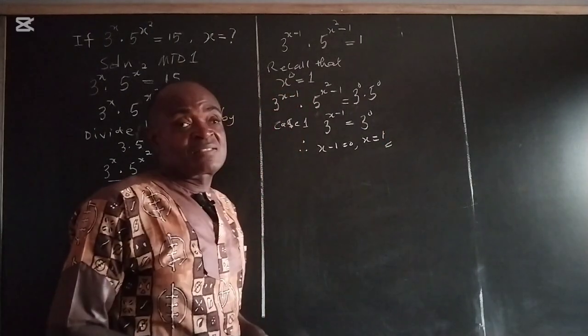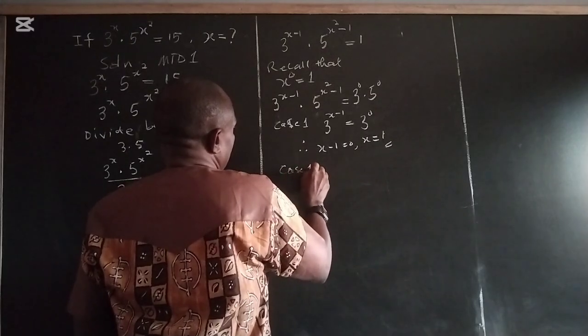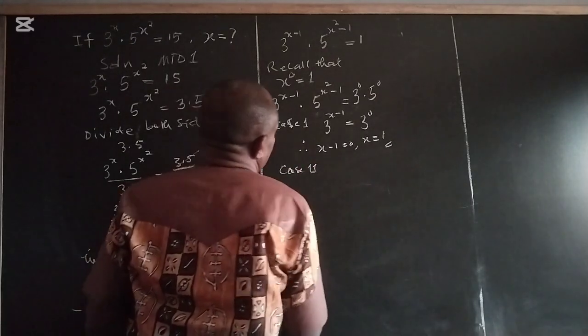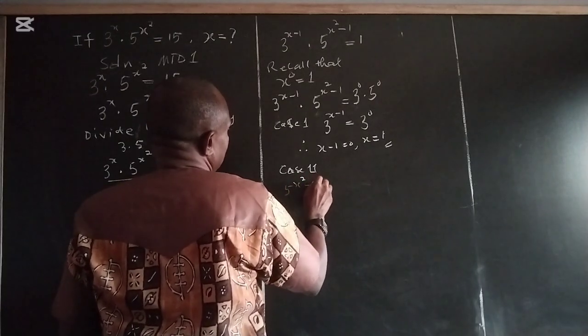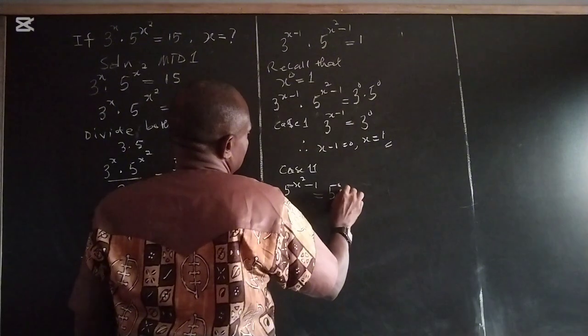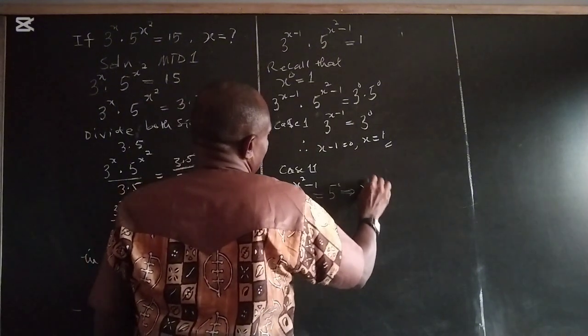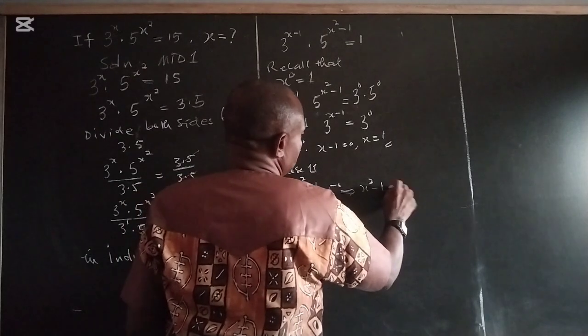That produces the value of x. Case 2: I have 5 raised to power x squared minus 1, and the result is equal to 5 raised to power 0. What that means is that my x squared minus 1, since the bases correspond, is equal to 0.